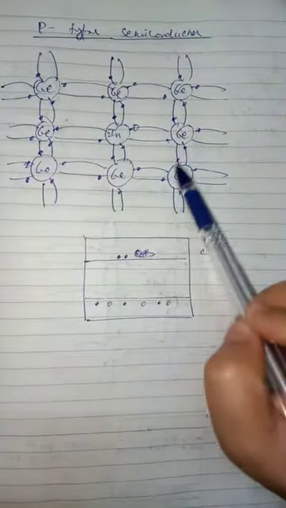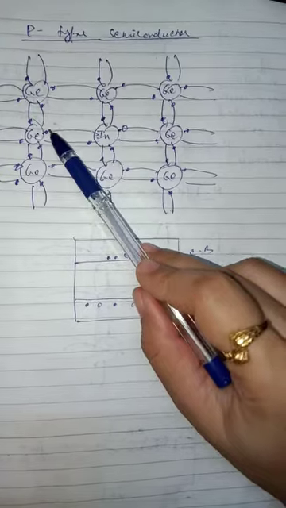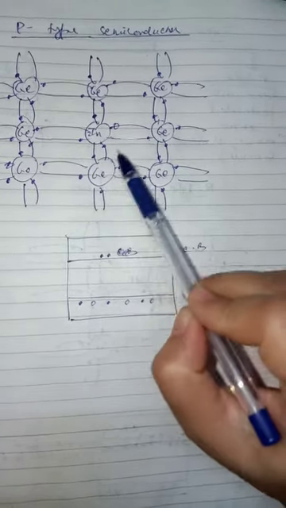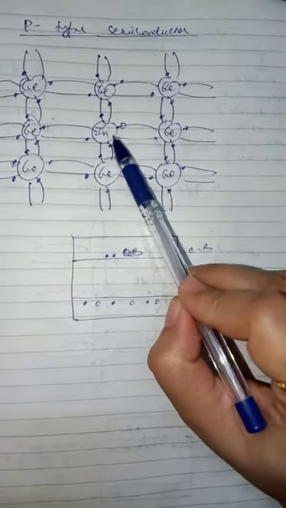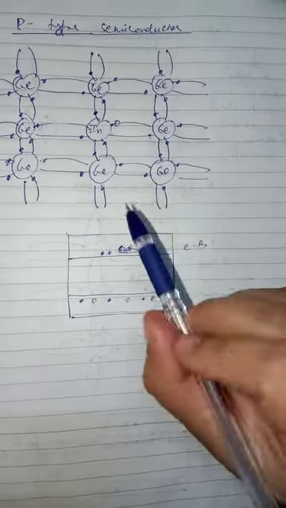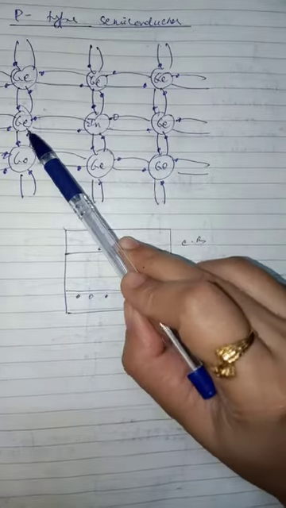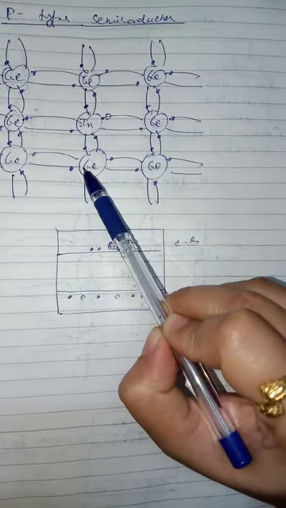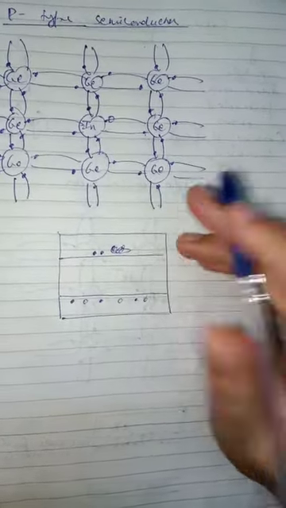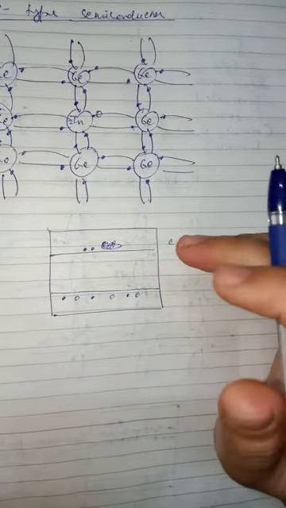So I have taken this crystal structure lattice of germanium, where one of the germanium atoms is replaced by an indium atom. Now the 3 valence electrons of the indium atom will be making 3 covalent bonds with the 3 neighboring germanium atoms, while the 4th covalent bond is not formed because of a deficit of electron.